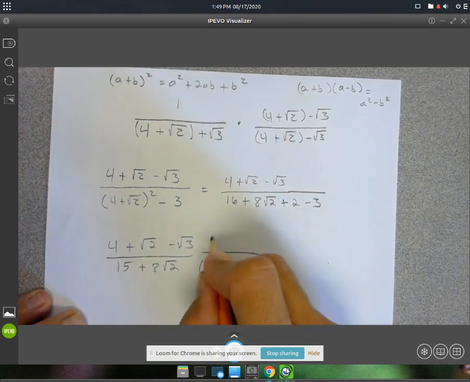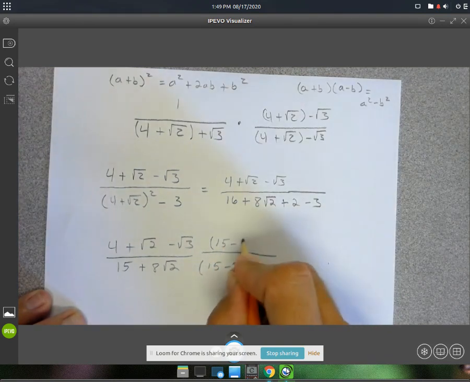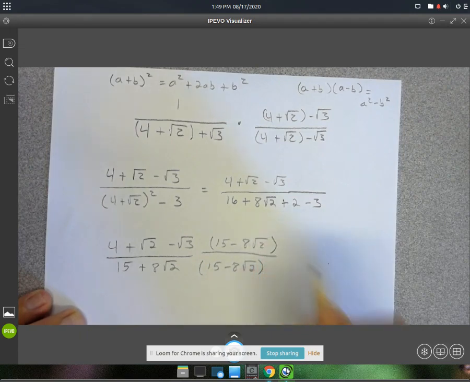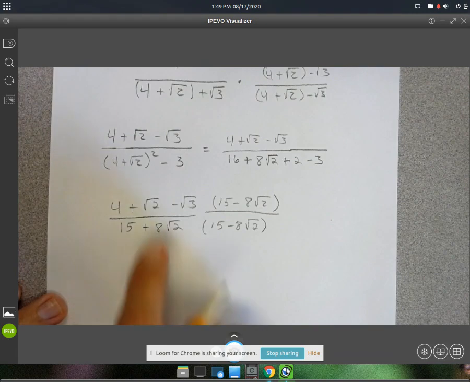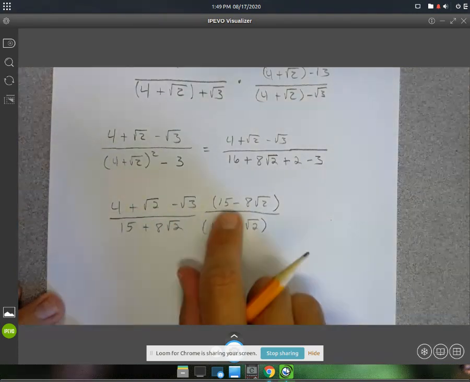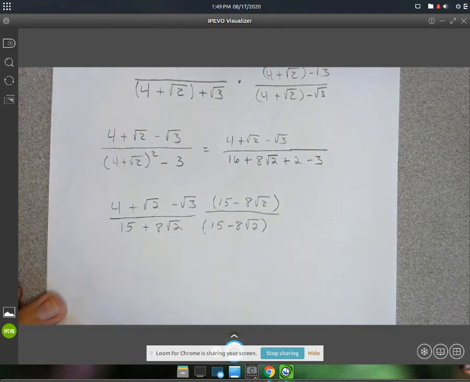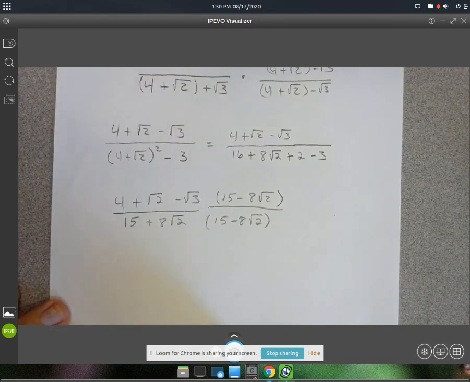And we'll multiply the top by 15 minus 8 root 2. I'm just going to focus on what happens here in the denominator. The numerator, I'm not even going to multiply it out. I mean, we're doing a trinomial times a binomial, so there's going to be 6 multiplications up there. Well, I don't know. Yeah, I'll do it. Okay, let's try it.